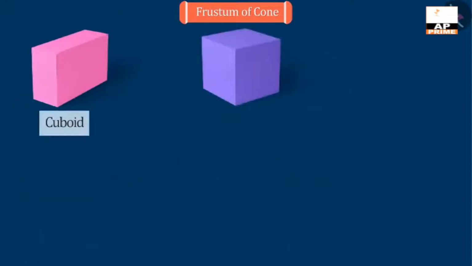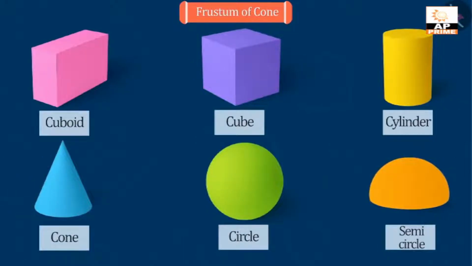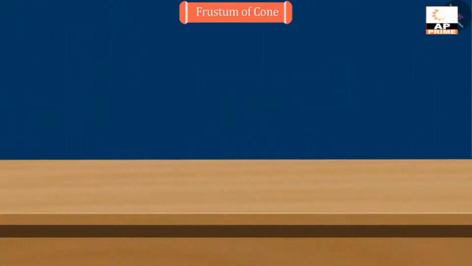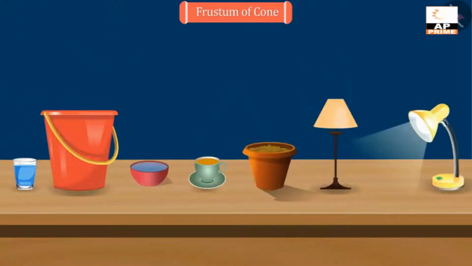Just as you are familiar with all the solid shapes in your daily life, in the same way, you have seen the frustum of a cone around you, such as this glass of water, bucket, bowl, cup, flower pot, table lamp, shape formed by light emanating from a table lamp, etc. Let us now observe it.